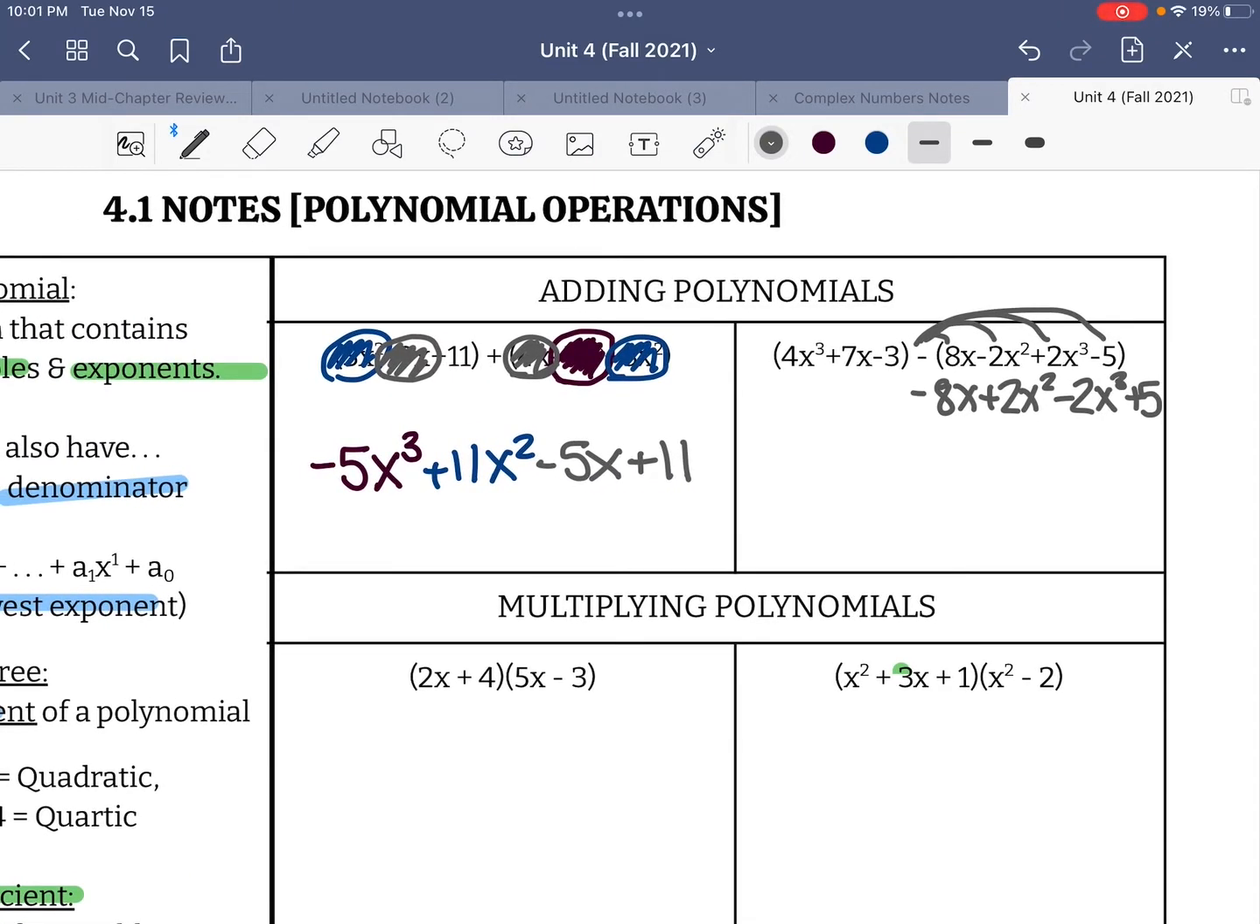And then I'm going to do the same thing I just did. The highest exponent I see, again, is x cubed. I've got 4 minus 2, which is 2 x cubes. Then I'm going to add together my x squareds, which there's only one of them, so it's just 2x squared. Then I'm done with that one. And I add together my x's. 7x minus 8x is negative 1x.